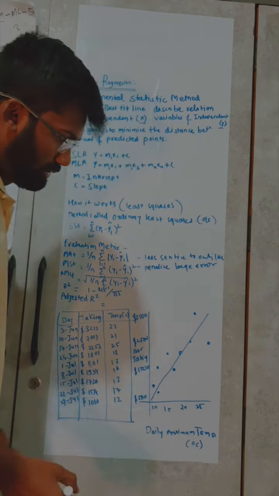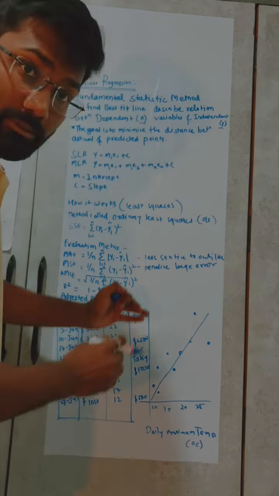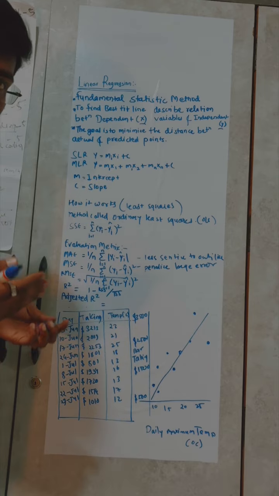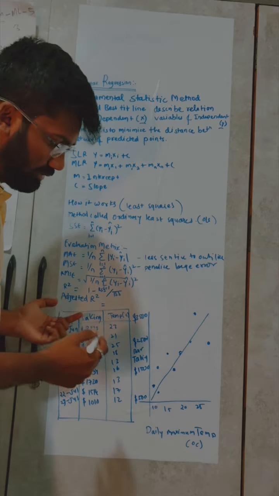And to find the best fit line, so this is the best fit line for these points. I'm going to talk about this in a later part, but first we'll see what the points are. So the goal is to minimize the distance between the actual and predicted value. Now, what is actual value and predicted value?